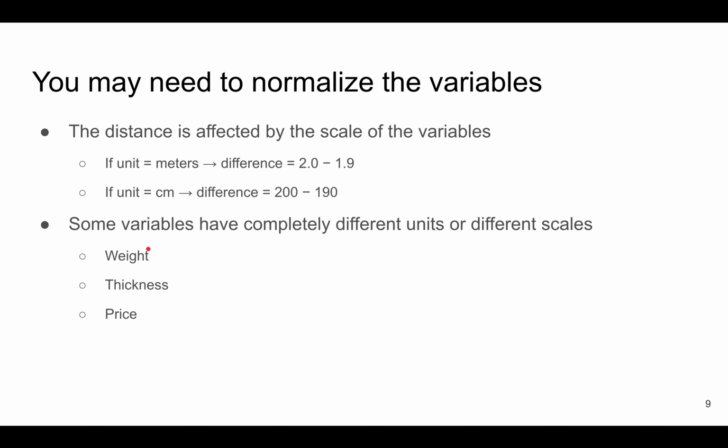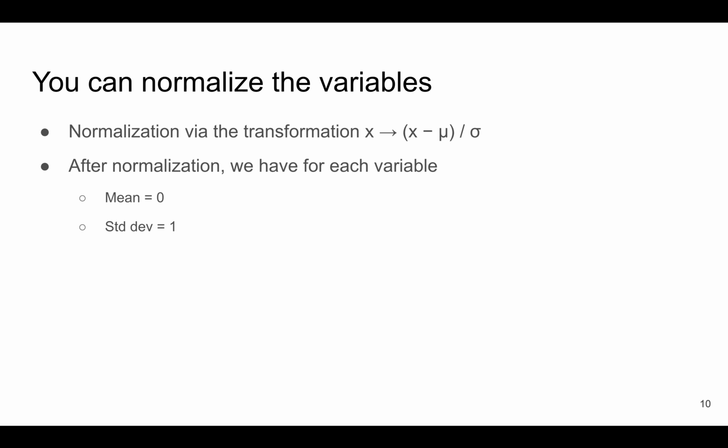So if you normalize the variables, basically we transform each variable using this transformation, where x is mapped into x minus the mean, divided by the standard deviation. After normalization, each variable has mean 0 and standard deviation equal to 1. So every variable is on the same scale, even if originally the units and the scale were different.